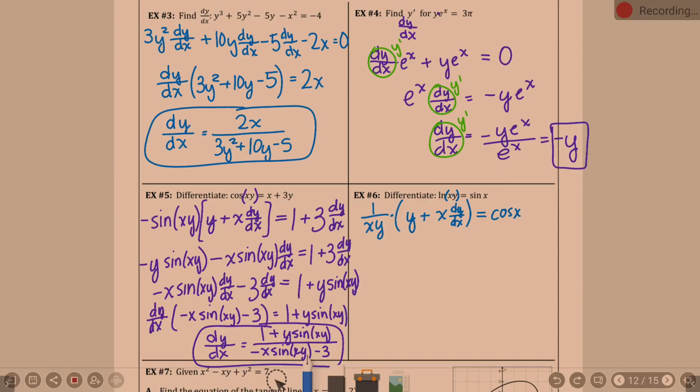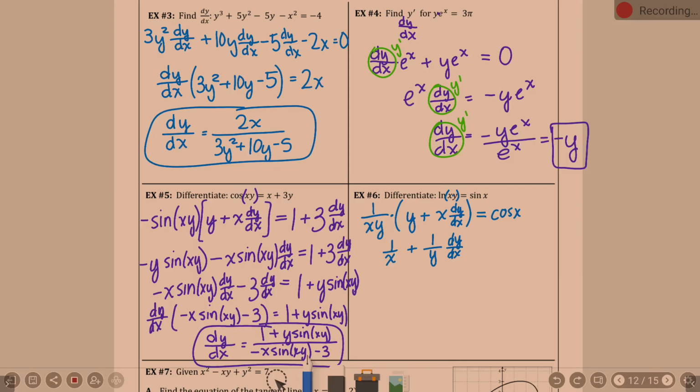I would suggest, or shall I ask, what are you guys doing? Or do we know? Distribute the 1 over xy. Yeah, I would distribute that and see what we end up with. So when you do 1 over xy times y, what happens in the first spot? Y over xy, but what could cancel? So it could just become 1 over x. Plus, now distribute 1 over xy to x dy dx. dy over xy dx. Yeah, I'm going to write it as 1 over y dy dx, though.